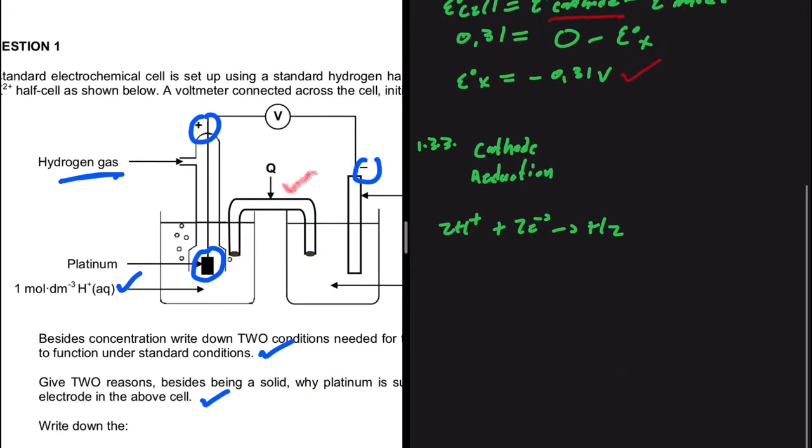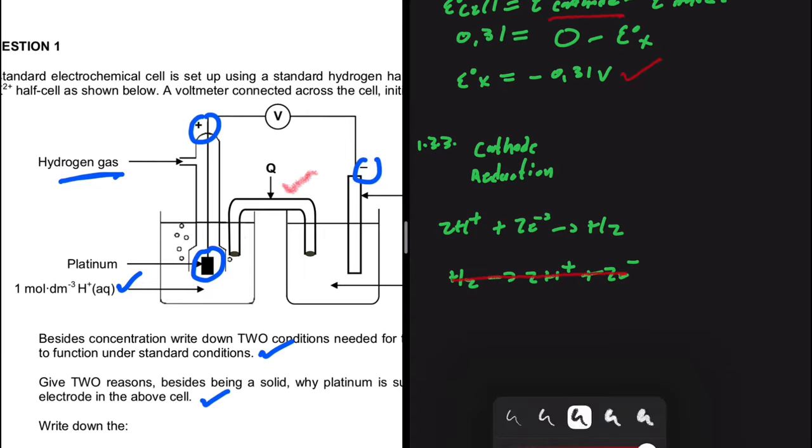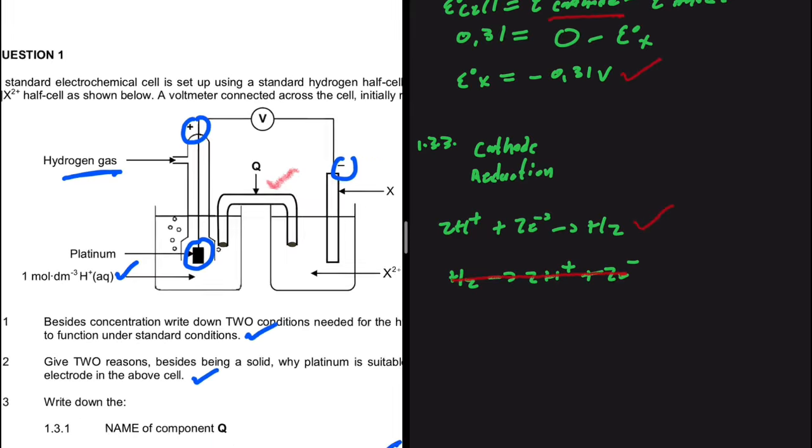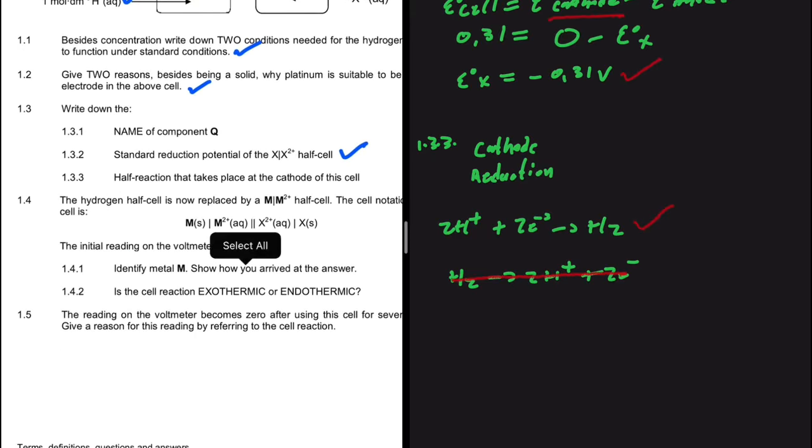If this was the anode, then we would write the equation in the following way. We would have hydrogen gas giving us 2H+ plus 2 electrons if it was at the anode. If it is at the cathode and the reduction is taking place, then this is our equation. Right. I'm just doing that for the sake of clarity.